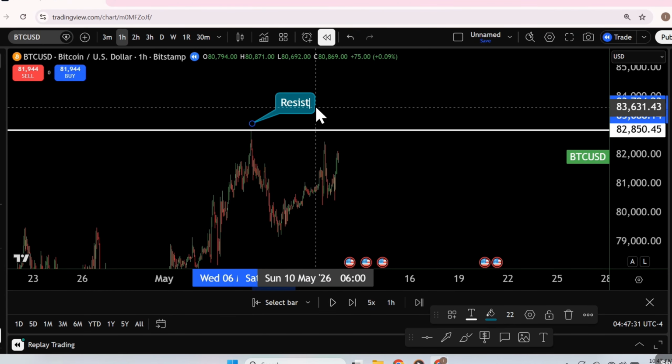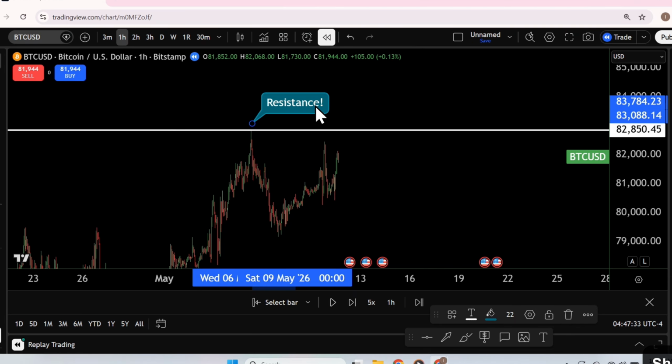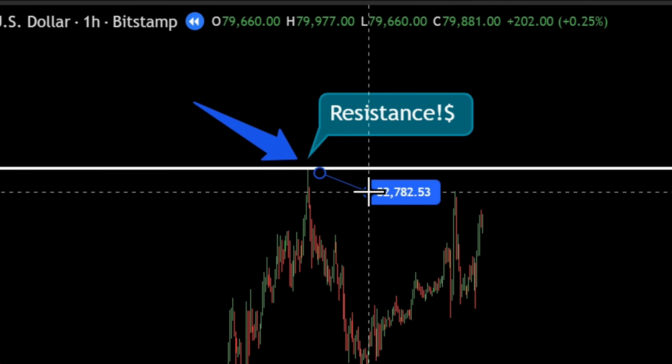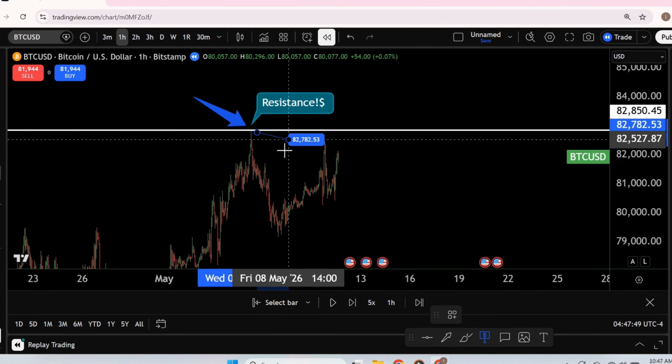In this video, I'll show you a much cleaner way to identify support and resistance levels inside TradingView using simple technical analysis principles that actually make sense. And the best part is that this works across crypto, Forex, stocks, and almost every financial market.